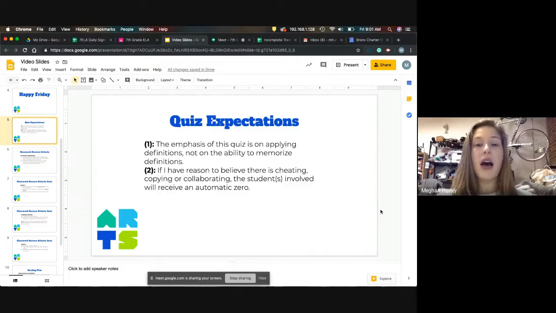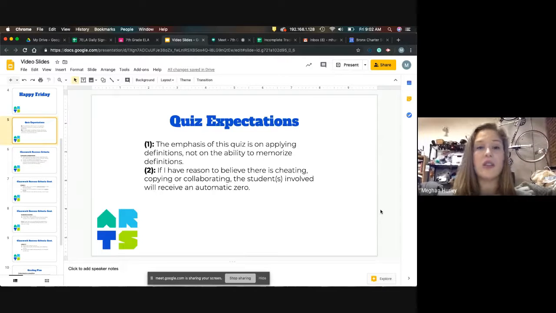Additionally, if I have reason to believe that there's cheating, copying, or collaborating between students or with a student and their parent, the students will receive an automatic 0. It won't be a conversation. I will screenshot what looks like cheating or copying or collaborating. I will send it to students and to parents, as well as Mr. McCabe and Lisa and Ms. Monegro, and you will receive an automatic 0. I just want to make that very clear from the beginning so that students understand that this is still a quiz. This isn't just classwork, and we are taking this seriously.